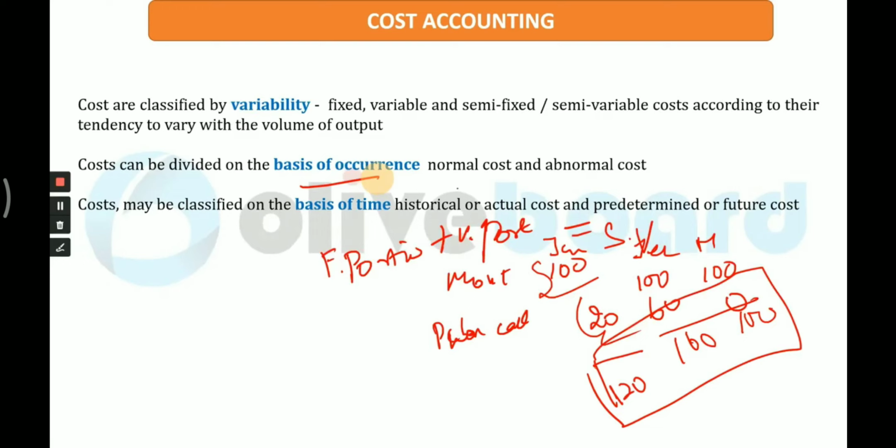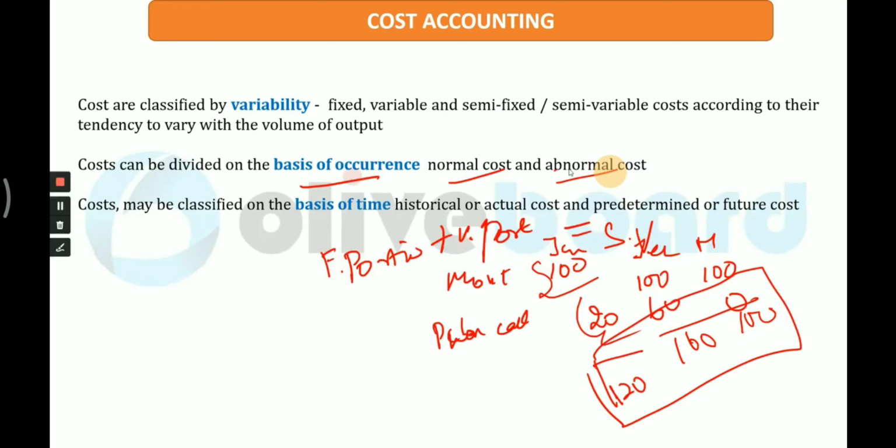One can be normal and abnormal. Normal means what? Buying, purchasing, material, labor, all those things are normal activity. Abnormal: fire occurs, loss on, say, theft, stealing, robbery. All these are abnormal costs for us. All right. So that is the basis of occurrence.